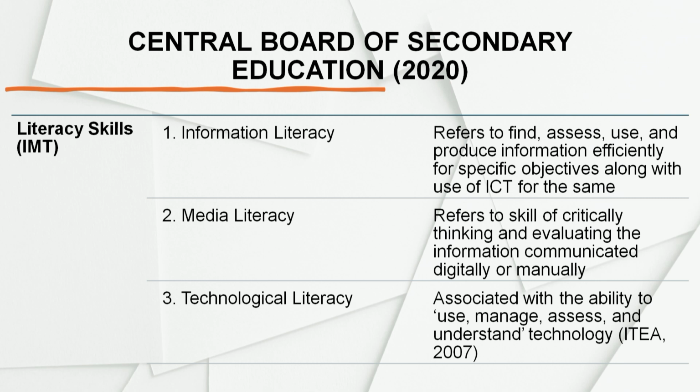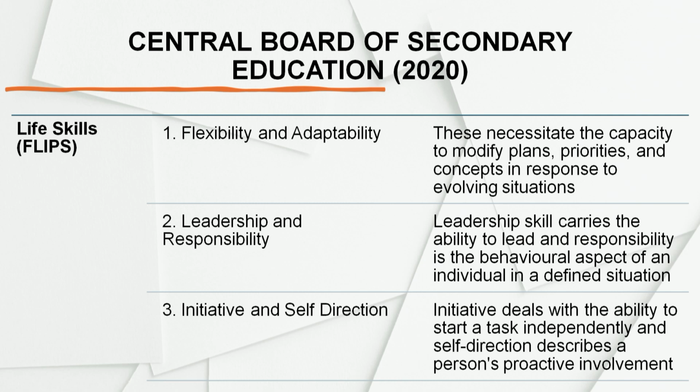And technological literacy says that we must have the ability to use, manage, and understand technology properly. The life skills, which the secondary board of education has described, are flexibility and adaptability, leadership and responsibility. These are 5 actually. Flexibility and adaptability are the abilities a person must have to modify plans, priorities, concepts and responses.